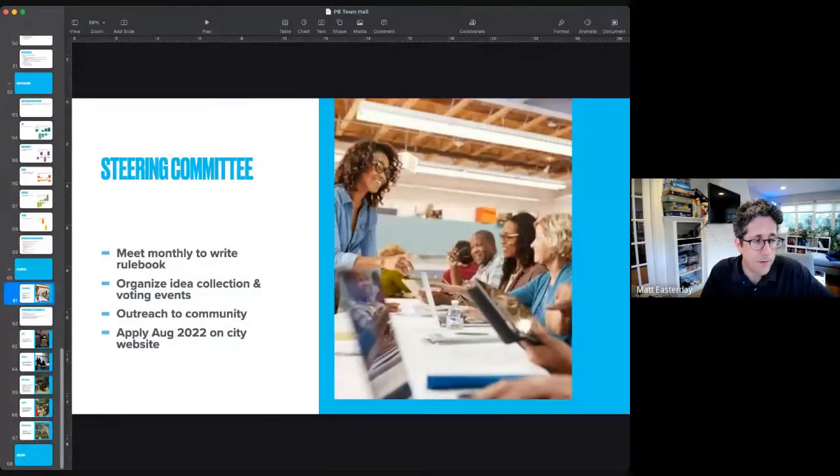Okay, so the first way, which is right now, is we are forming the steering committee. And so applications are open for about 4 more days, just till Sunday. And the steering committee has a really important role, which is to write the rules for how the process works. So that includes what kinds of projects can be funded, how many events there will be, what the eligibility criteria are for voting. So we really need steering committee members who can represent Evanston, like all the different communities in Evanston.